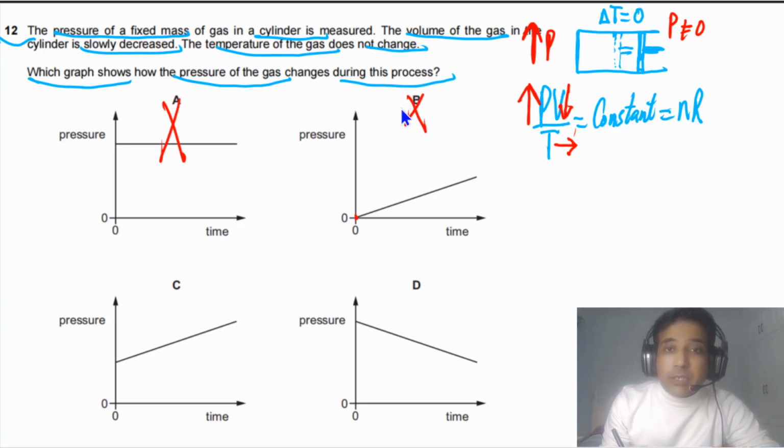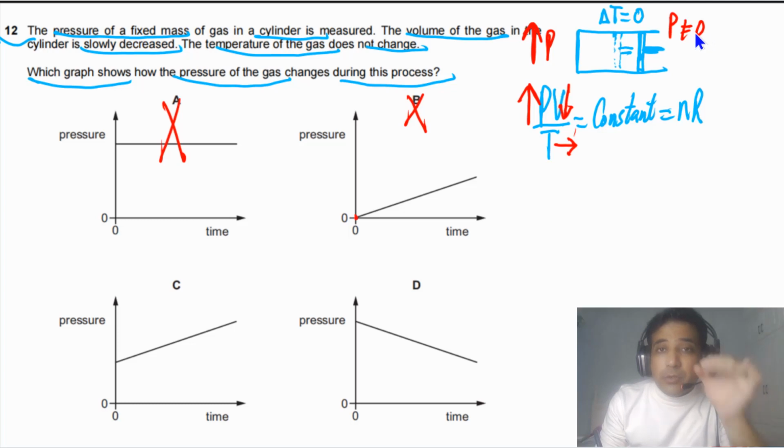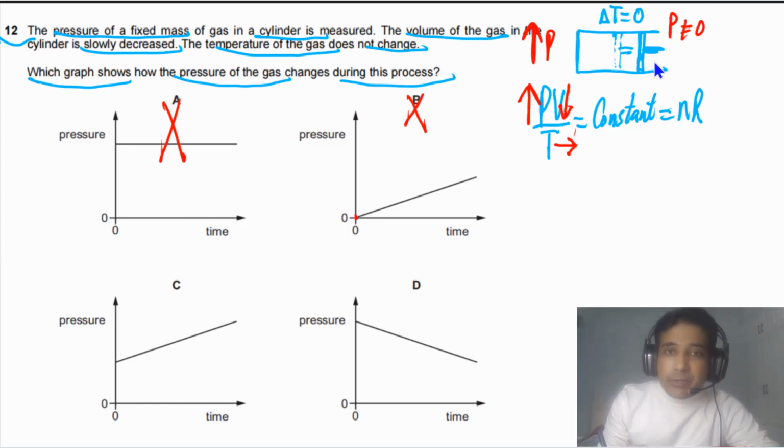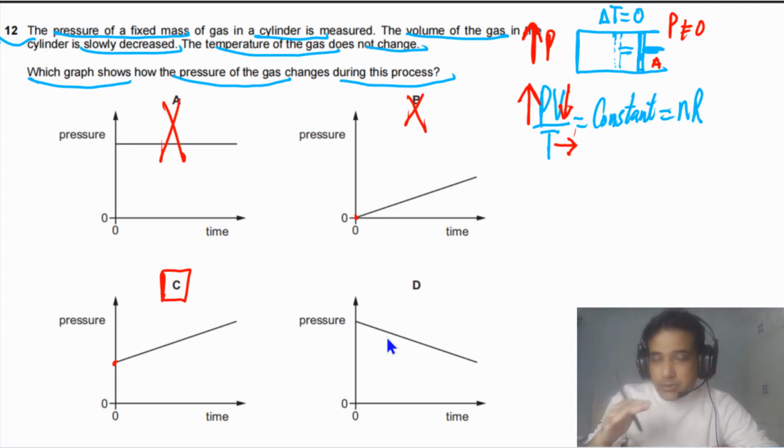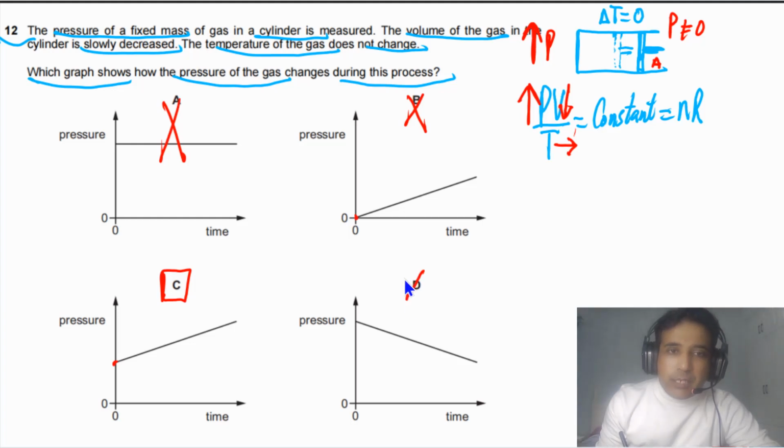I mean, this is incorrect because when time is equal to 0, P is not equal to 0. Means when the piston is at position A, P is not equal to 0. And this one is a possible answer. This is the correct answer because pressure is increasing with time, and when time is equal to 0, P is not equal to 0. So this is our correct answer. This one is wrong because this is telling you pressure is decreasing with time. So this option is also incorrect.